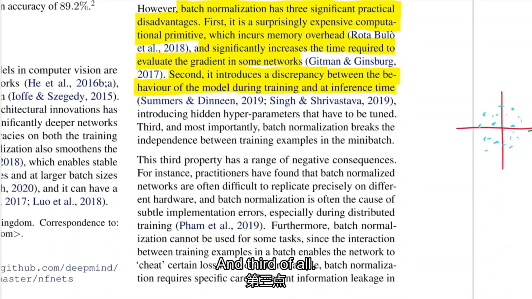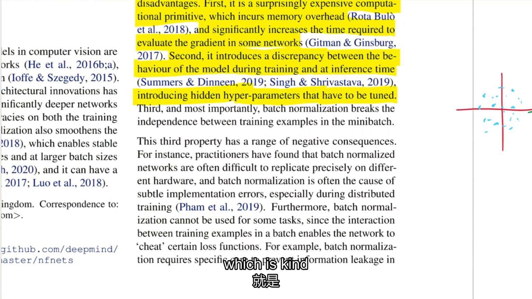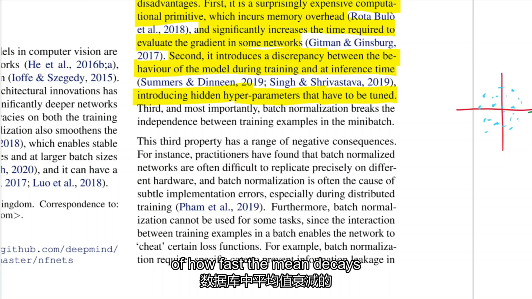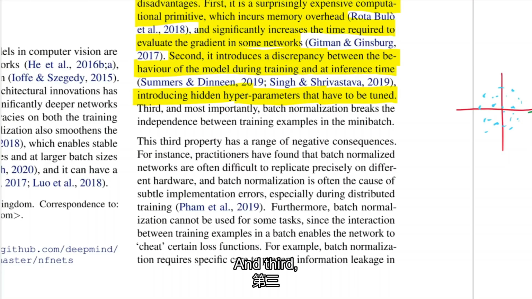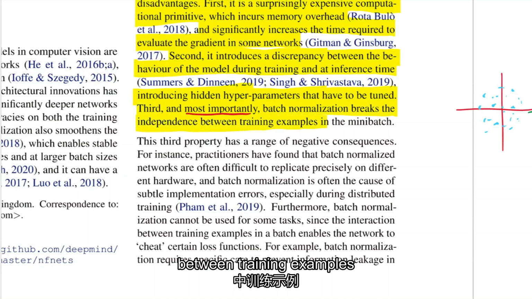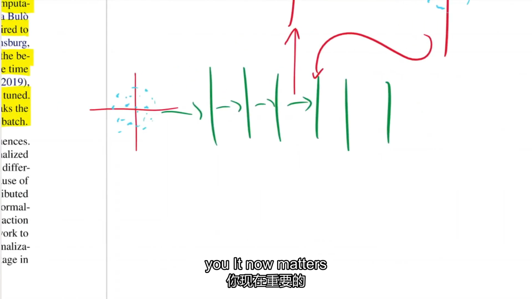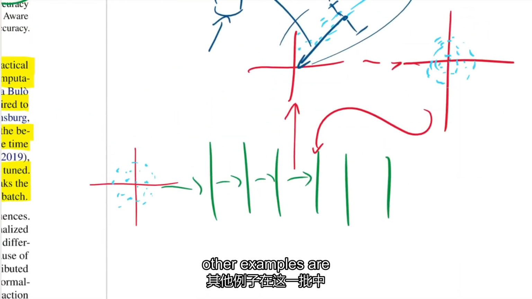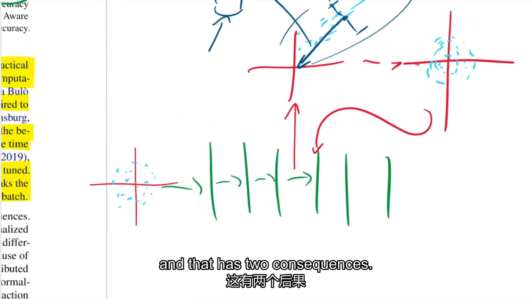And third of all, this introduces hidden hyperparameters that have to be tuned, which is kind of how fast the mean decays in your database. And third, most importantly, batch normalization breaks the independence between training examples in the mini batch. Okay, so it now matters which other examples are in the batch, and that has two consequences.